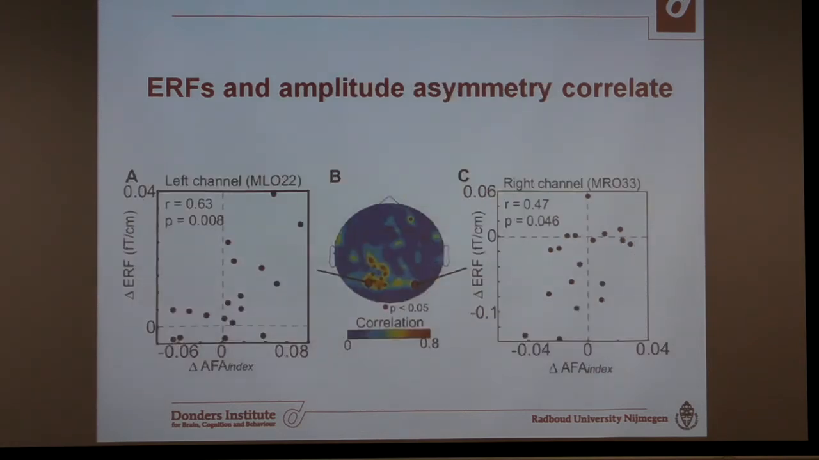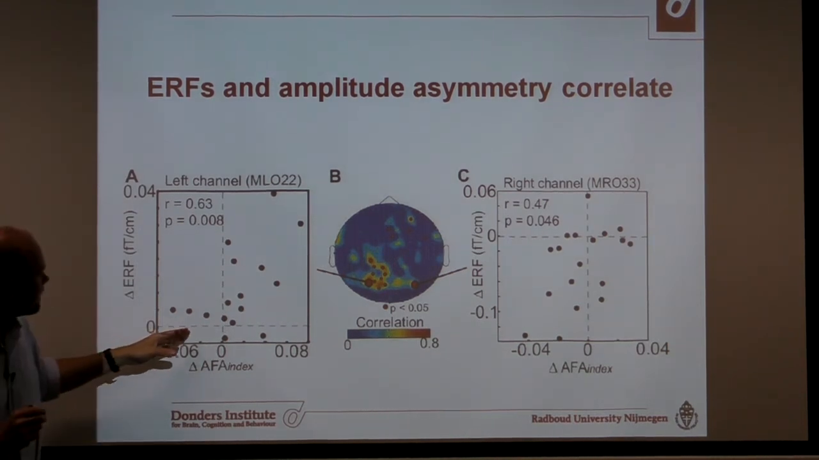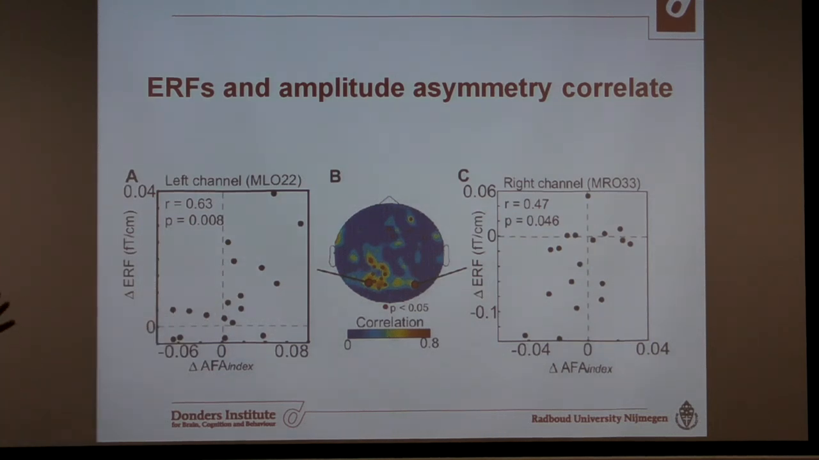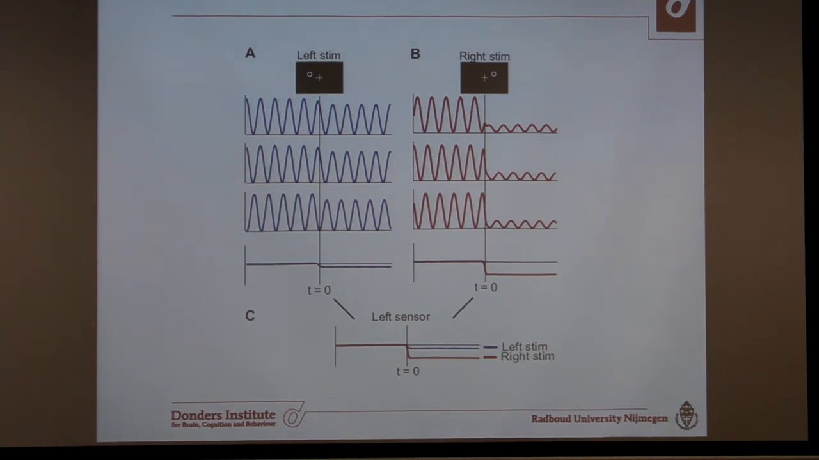I should also say we correlated the amplitude asymmetry index and the event-related fields. We've also again found a significant correlation, not as impressive as before, but it's still there, right? So how does all this work? Well, basically, this is what we think is going on.